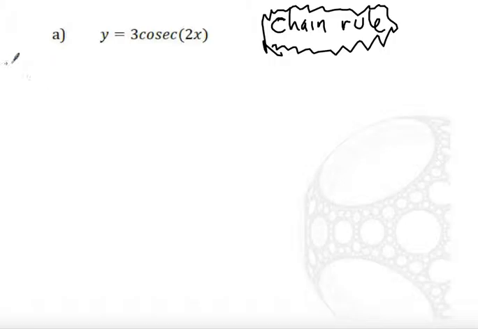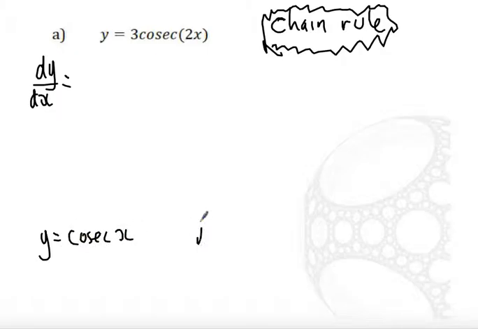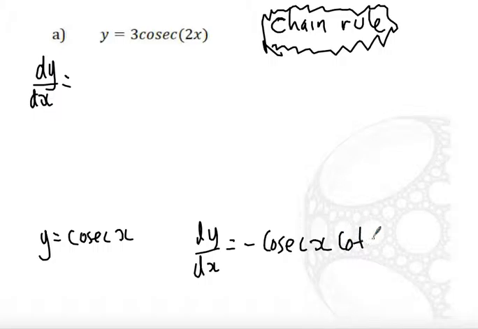Now the way this works is, this isn't a quotient because it's not divided. There's no other function of x in this, so we know it's just a chain rule on its own. So we're going to start off, if I differentiate cosec x, I'll note it down here just for argument's sake, y equals cosec x. What I know is dy by dx equals minus cosec x cot x.